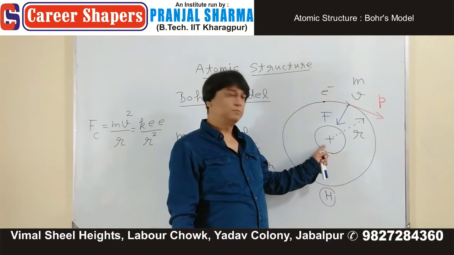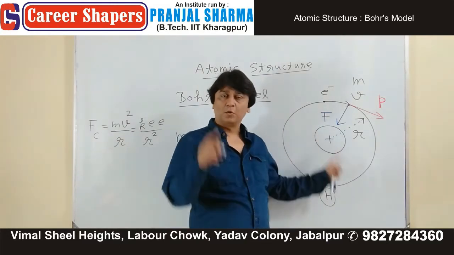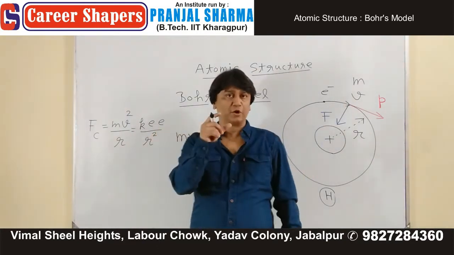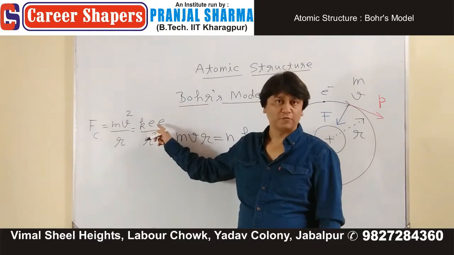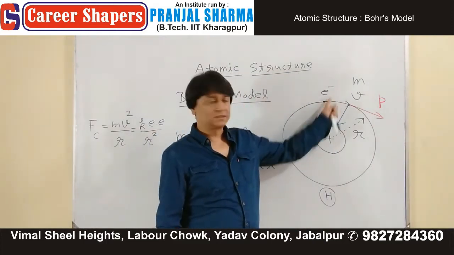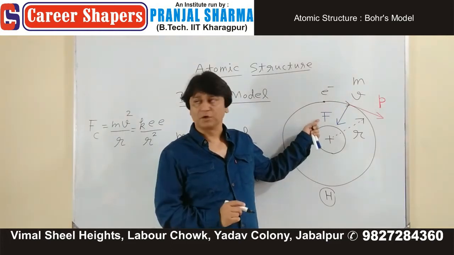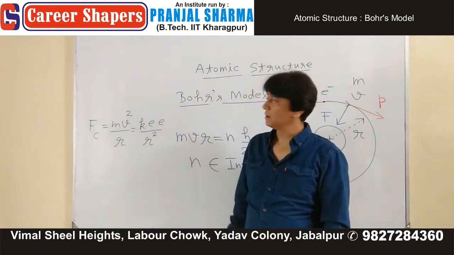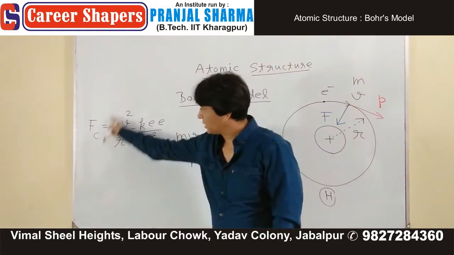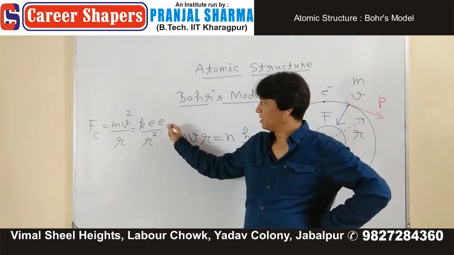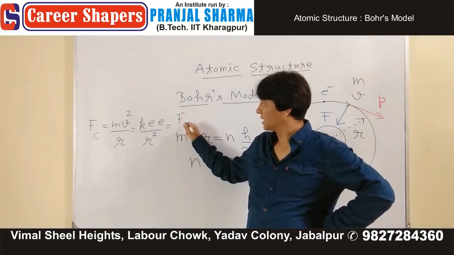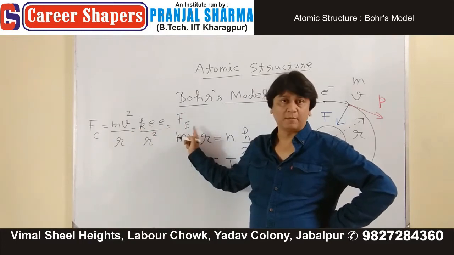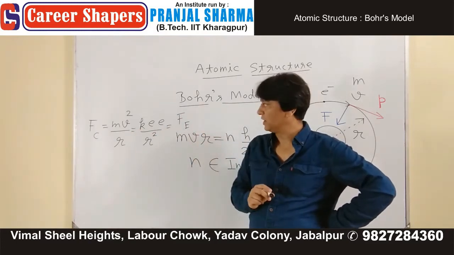If this is a hydrogen atom, then this is only a single proton. What is the charge of a proton? e. What is the charge of an electron? e. We are interested in the magnitude part. There is no need for you to write minus e. Minus e simply tells us that this force is of attraction. So you are equating mv square by r with Ke e upon r square, or you are saying that this requirement of centripetal force is being fulfilled by the force of electric field. So Fc is being provided by Fe, force of electric field.